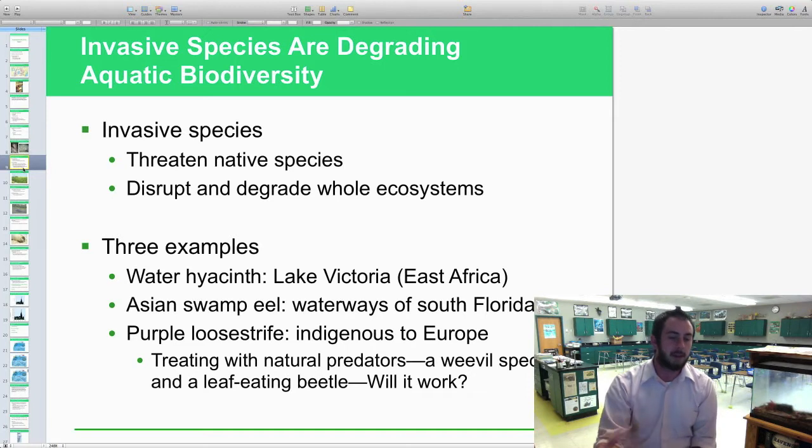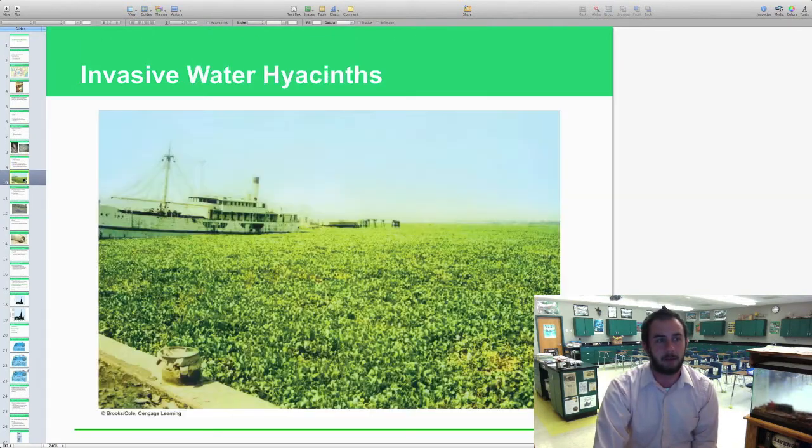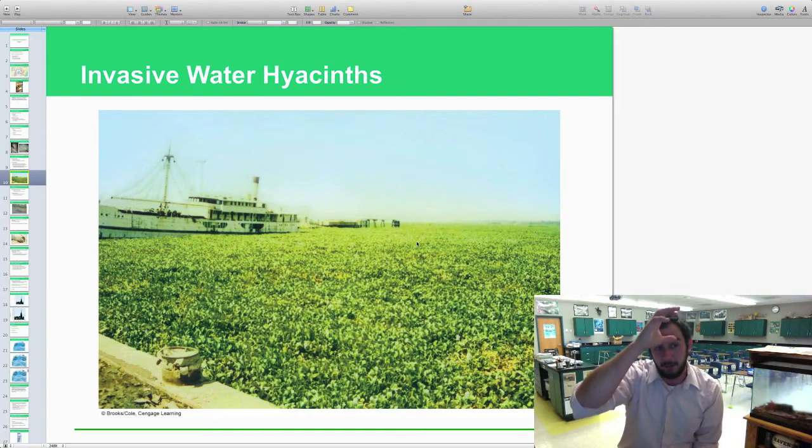But purple loosestrife, one of those very pretty species, but also very invasive. It can outcompete native cattail species in inland wetlands. This is what a water hyacinth looks like. That's a boat, by the way. I know it looks kind of crazy. That's a boat right there, and literally you can see all of this different habitat. It basically looks like a field of grass, but really those are aquatic emergent plants that are just floating on top of the water.